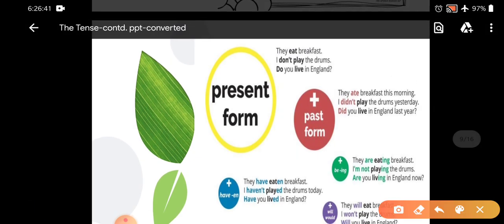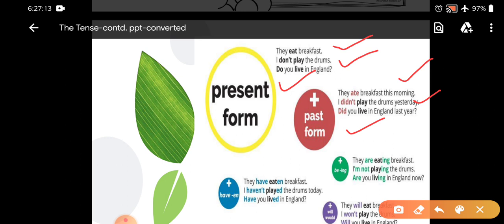Okay, now we do it. Present form examples are given of all the types of sentences. This is affirmative: they eat breakfast. This is negative: I don't play the drums. This is interrogative: do you live in England? Similarly, for past form, we have other three examples. They ate breakfast. This is affirmative. I didn't play the drums yesterday. This is negative. Did you live in England last year?